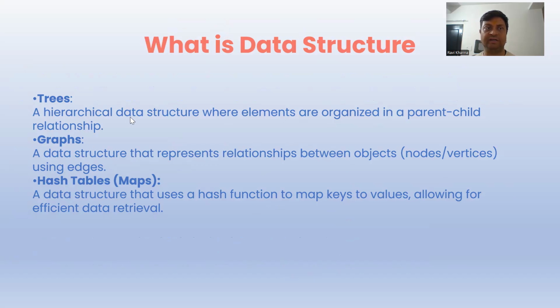Now, trees are a hierarchical data structure where elements are organized in a parent-child relationship. Graphs are a data structure that we are familiar with. There are various types of graphs used in programming. It is a data structure that represents relationships between objects or nodes, called vertices, using edges. So basically, you can define a relationship. Hash tables or maps are a data structure that uses a hash function to map keys to values, allowing for efficient data retrieval.